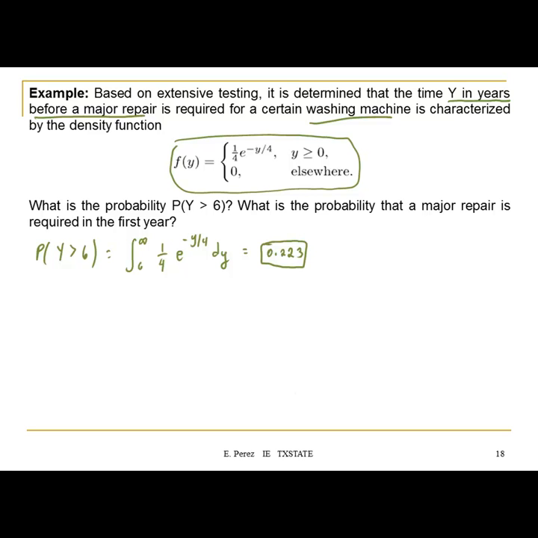The next question is, what is the probability that a major repair is required in the first year? How would you state that probability? It's going to be the probability of what? Y less than, greater than, equal to. Okay, here. This equal. Okay, so it's a very important point.